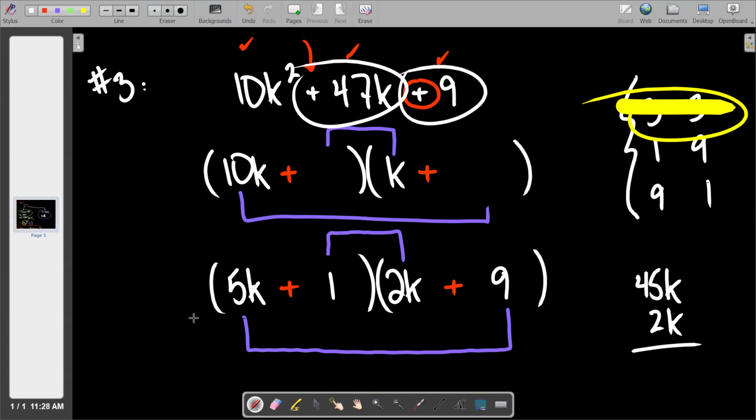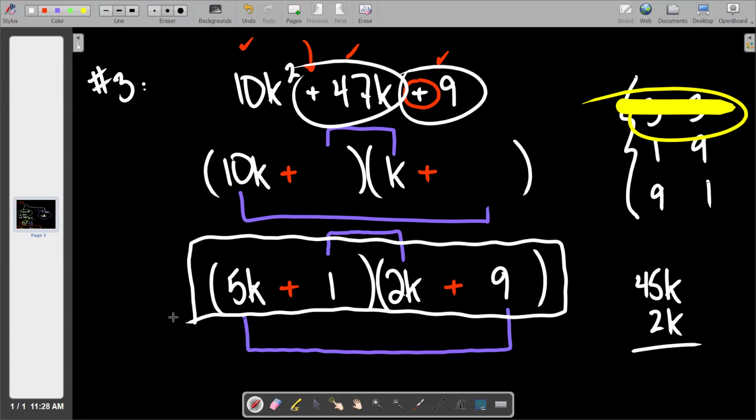Which means that we can put a box around this. Always make sure to go back and check, was there a GCF? And the answer is no. So just sometimes people forget to bring it down. Did you have a question? Sure.